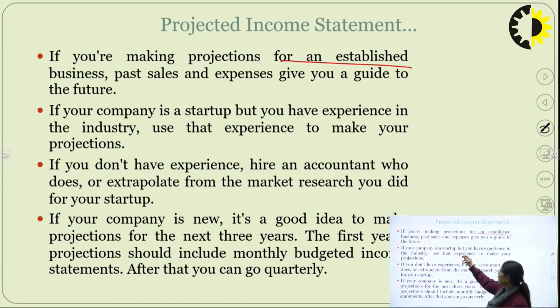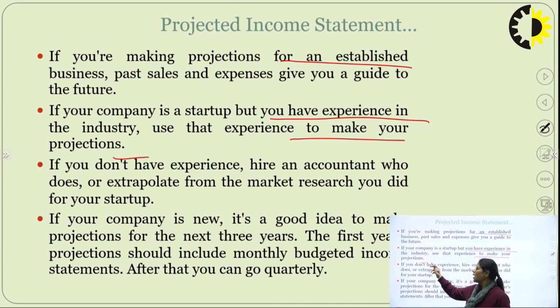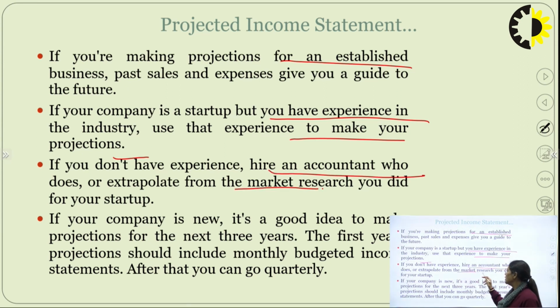If your company is a startup and you are an entrepreneur who has just started the company, but you have experience in the industry, use that experience to make your projection. And if you don't have any previous experience in the business, you can hire an accountant who does market research for your startup. You may appoint any accountant to make a projection for your company.